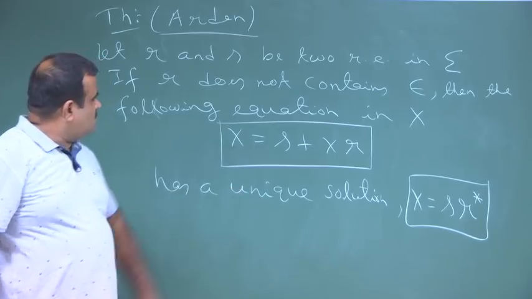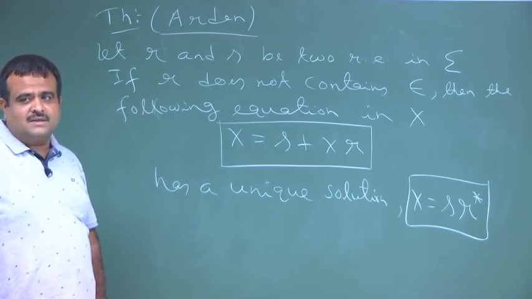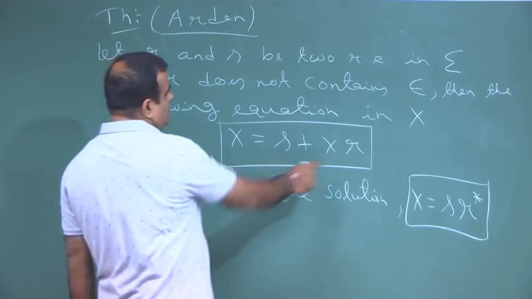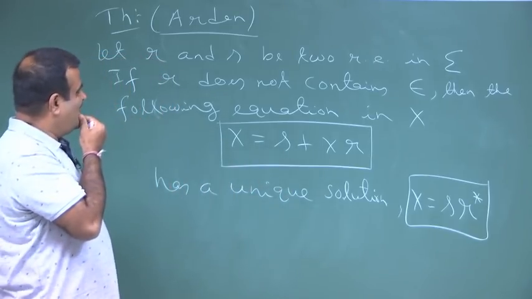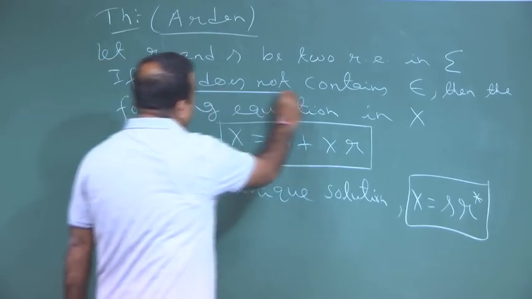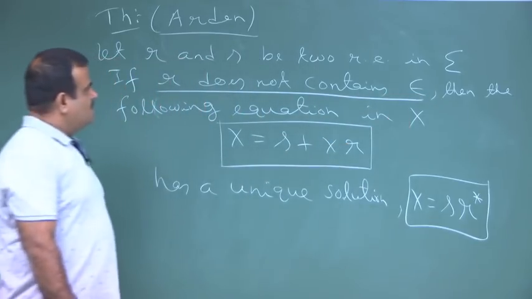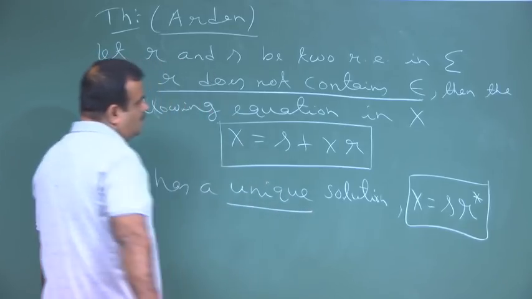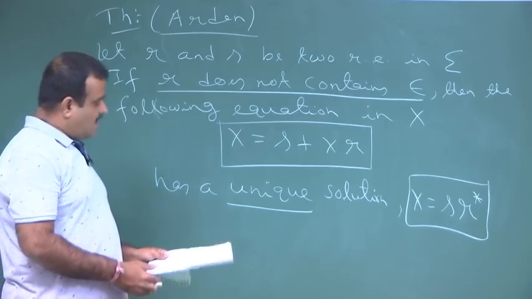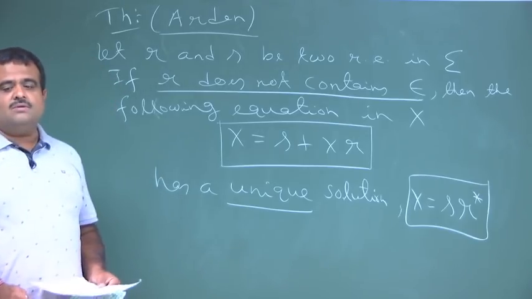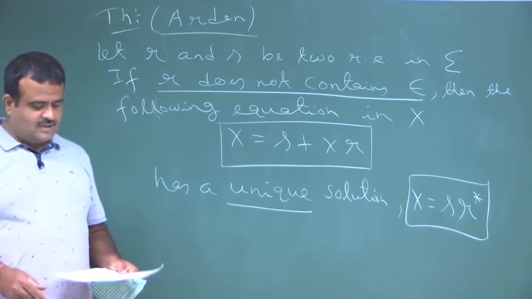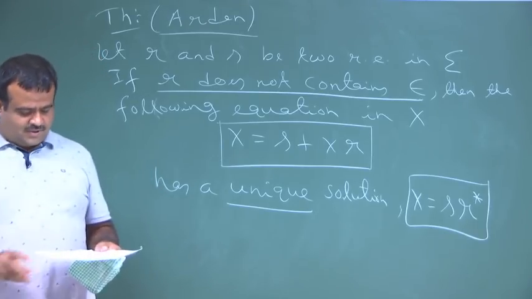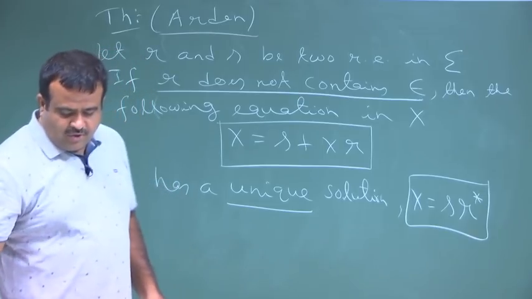So, this is the equation in terms of x, where x is a variable which is a regular expression: x equal to S plus X R. If R does not contain epsilon, then this equation has a unique solution. This theorem is called Arden's theorem. We have to prove it, and after proving this, we will have an application: given a DFA, how we can get a regular expression. Okay, so let us try to prove it.